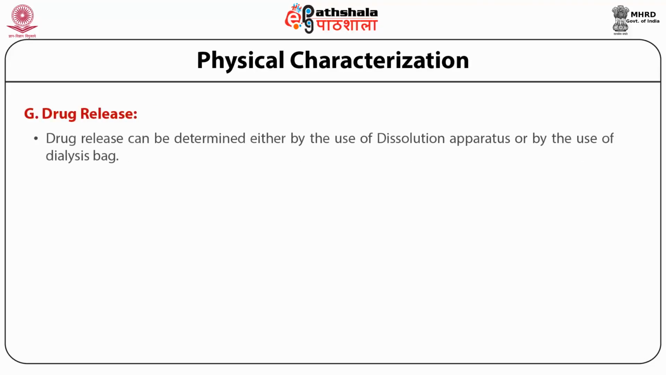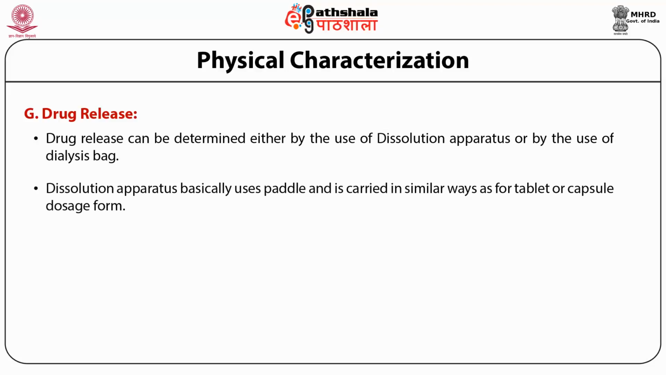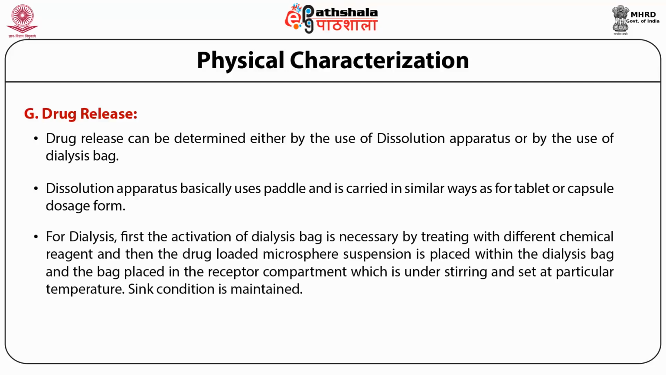Drug release. Drug release can be determined either by the use of dissolution apparatus or by the use of a dialysis bag. Dissolution apparatus basically uses a paddle and is carried out in similar ways as for tablet or capsule dosage forms. For dialysis, first the activation of the dialysis bag is necessary, which is done by treating with different chemical reagents, and then the drug-loaded microsphere suspension is placed within the dialysis bag, and the bag is placed in the receptor compartment, which is under stirring and set at a particular temperature.